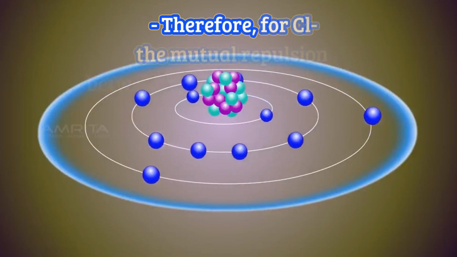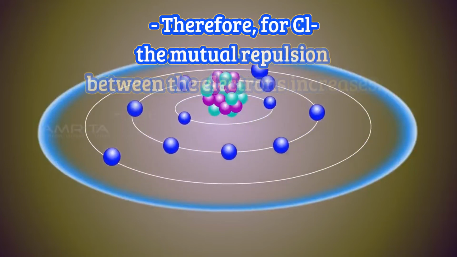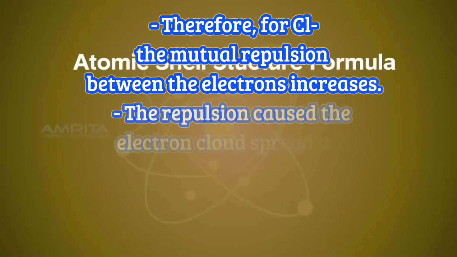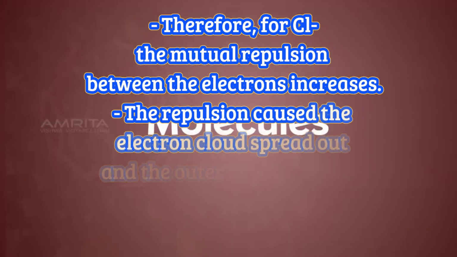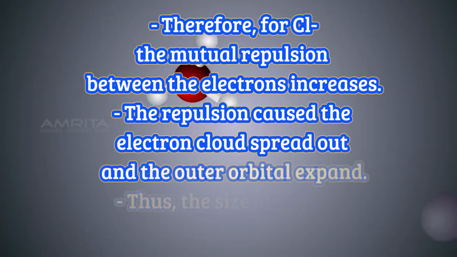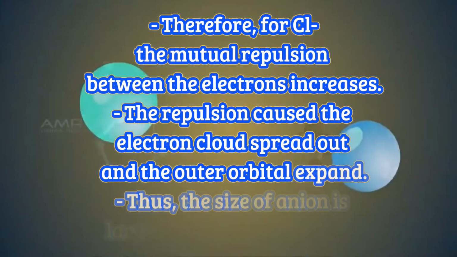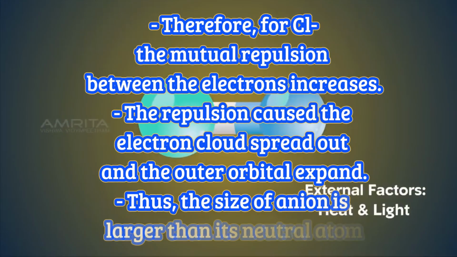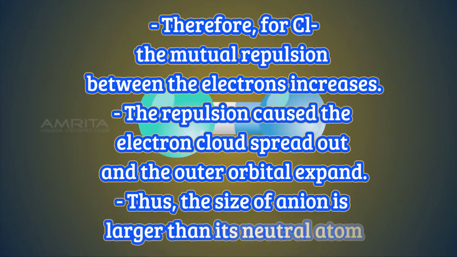Therefore, for Cl minus, the mutual repulsion between the electrons increases. The fourth point is the repulsion causes the electron cloud to spread out and the outer orbital to expand. The conclusion: thus the size of an ion is larger than its neutral atom.